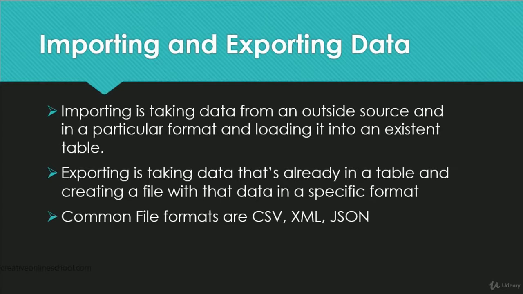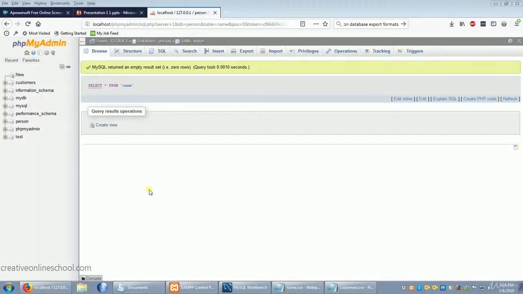The most common file formats are called CSV, XML, and JSON. CSV stands for comma separated value, and it's the most commonly used, and it's what we'll be using in this video. So let's get right to it. In PHP MyAdmin, all you have to do is select the table. Remember, we called this one person, and its table's name was name.